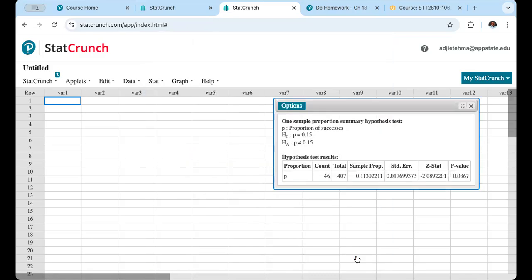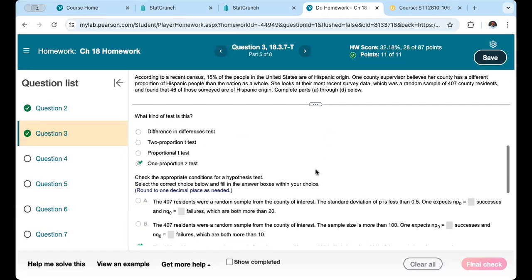So when I hit compute, this sample prop is p hat. Is that okay? This sample proportion here is p hat. So p hat here is what? 0.113. Is that okay? This is the standard error. This is the Z stat, or the test statistic, and then this is the p-value.